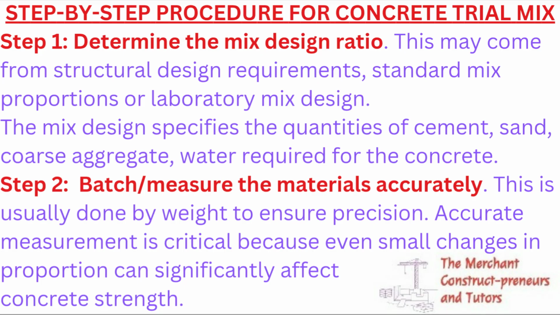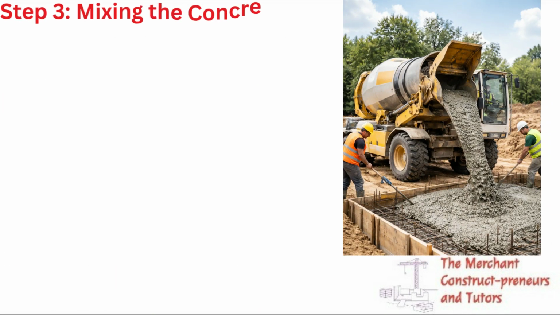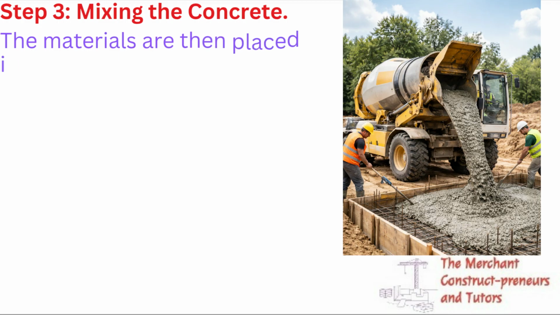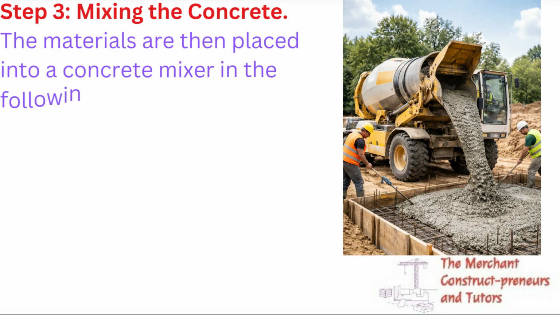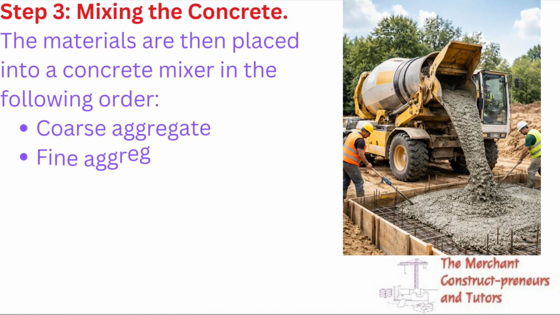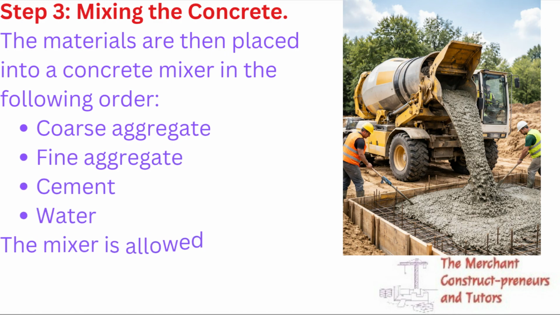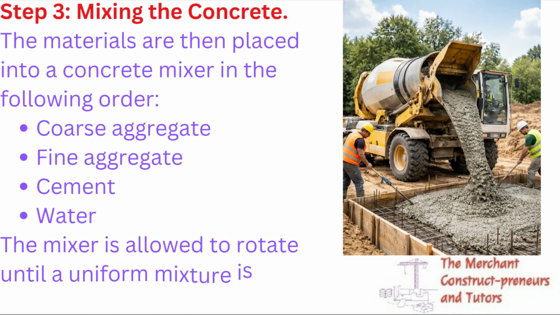So the next one is batching. You need to batch or measure the materials accurately. This is usually done by weight to ensure precision. Some persons do this batching by volume, but by weight is the exact. And so once you are doing it, you are sure that you are getting accurate measurements, accurate ratio, right? So if you are using buckets, you know that a bucket is an equivalent of this particular weight. If you are using a headpan, the same thing.